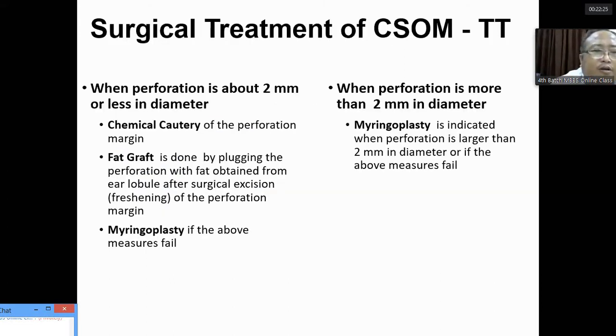Some surgeons think about the size of the perforation. If there is a small perforation, chemical cautery with silver nitrate cauterization is also preferred, and fat graft. These are simple procedures done on an OPD basis, and if they fail, then we go to the myringoplasty. For perforations more than 2 millimeters in diameter, myringoplasty is advised directly for the patients.